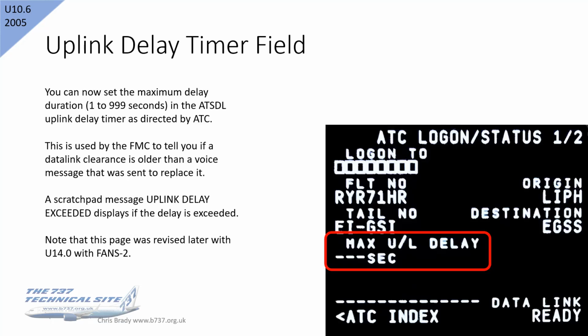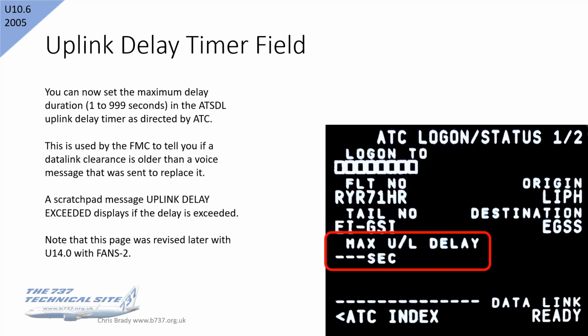And an uplink delay timer field was added to the log on status page, so you can now set the maximum delay duration between 1 and 999 seconds as directed by ATC. So air traffic will give you the figure. You don't just randomly put one in yourself.